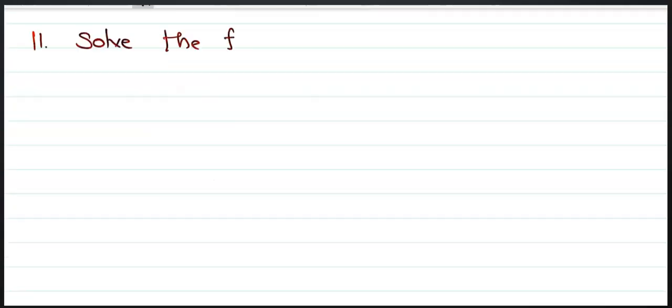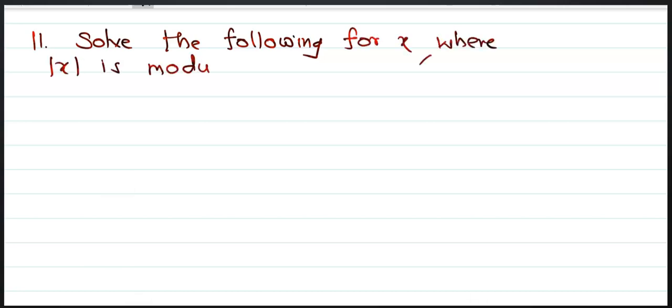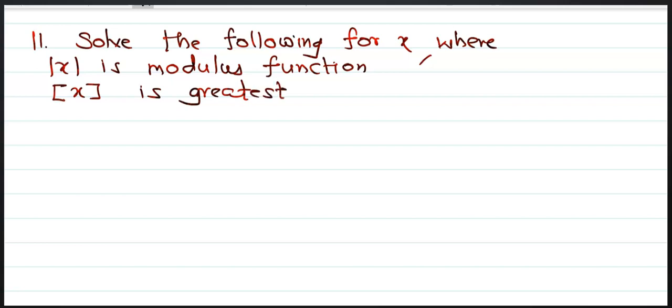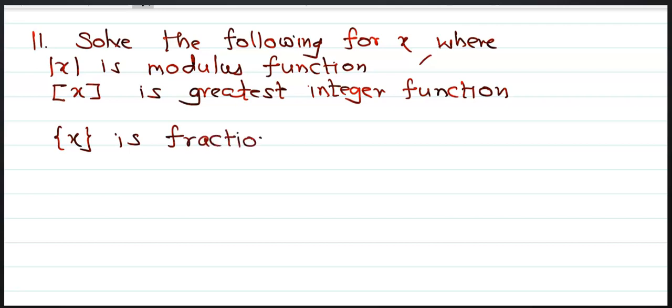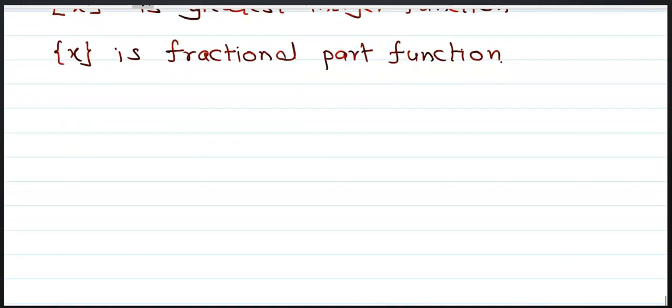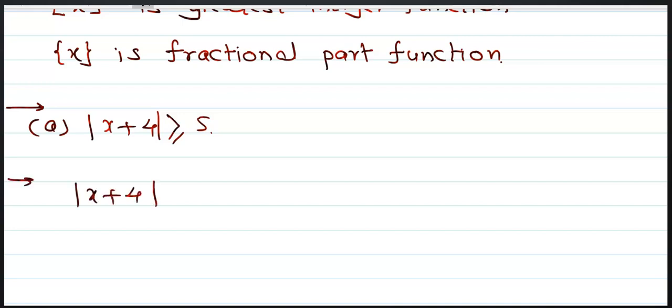We'll start the last question. Question number 11. Solve the following for x where mod of x is the modulus function, [x] is the greatest integer function, and {x} is the fractional part function. The first is mod of x plus 4 greater than or equal to 5.